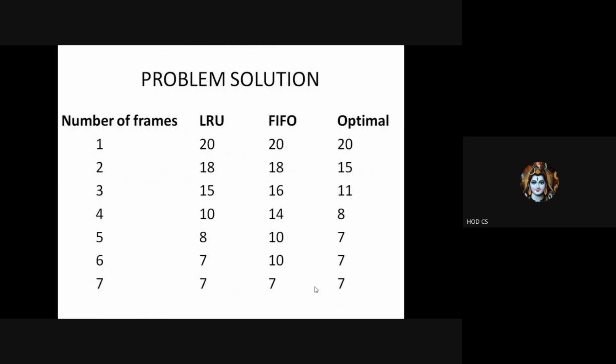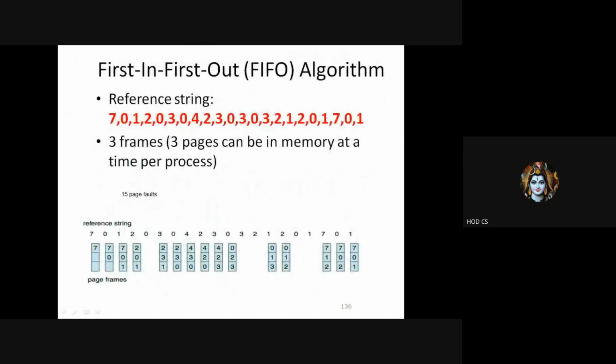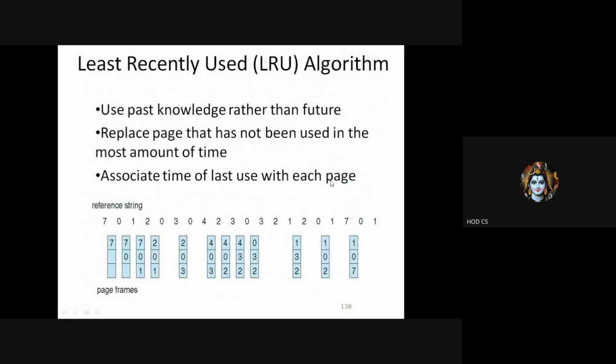Once you have done, this is going to be your solution. Let's not worry about the solution. So start working on this problem. Any doubt, you can clarify. In first in, first out, the first frame is replaced. In optimal, the one used last in the future is replaced. And in least recently used, the one used last in the past will be replaced.